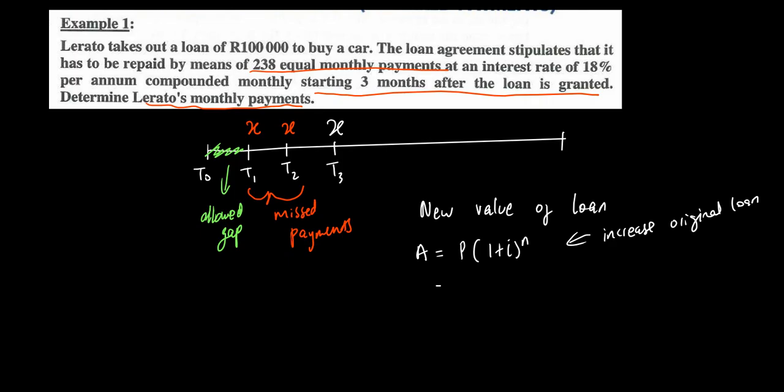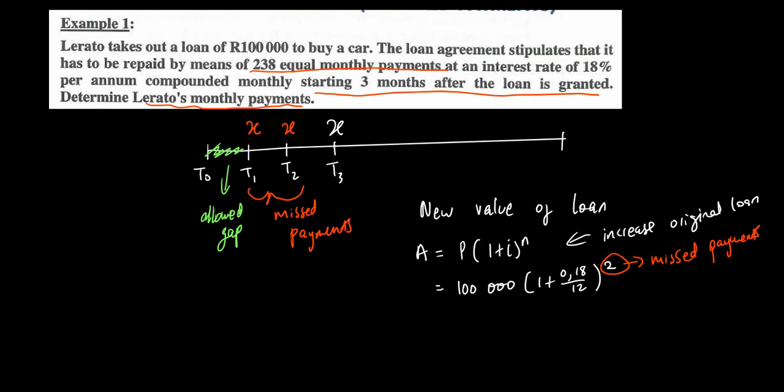So the original loan was 100,000 again, and the interest is 0.18 over 12. You increase it over 2 months. Why? Because there were 2 missed payments.